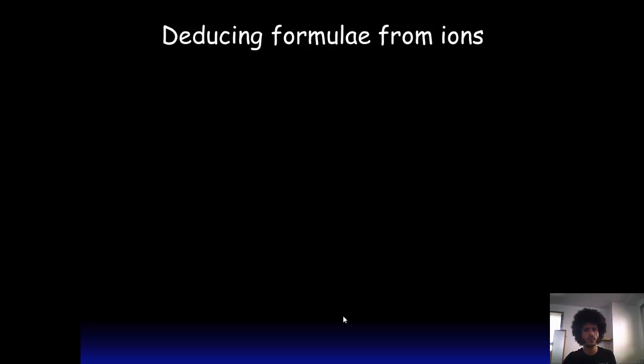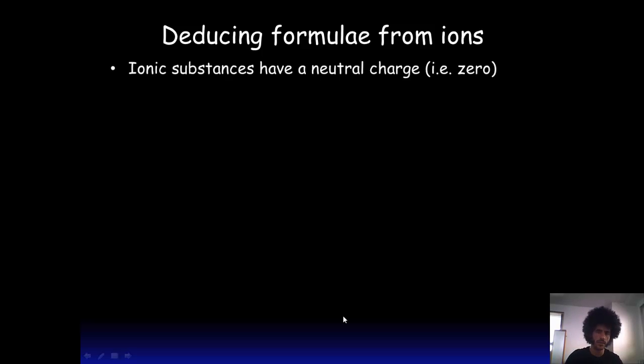So how do you deduce formulae from ions? Well, in order to work out the formulae, we have to remember a couple of key things. The first thing is that ionic substances always have a neutral charge. So the number of positives always has to be balanced out by the number of negatives.